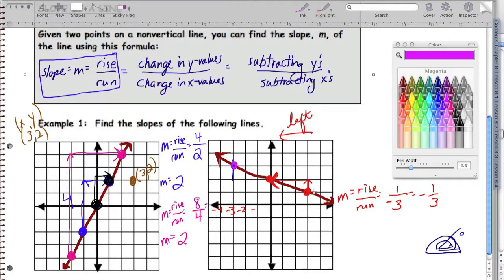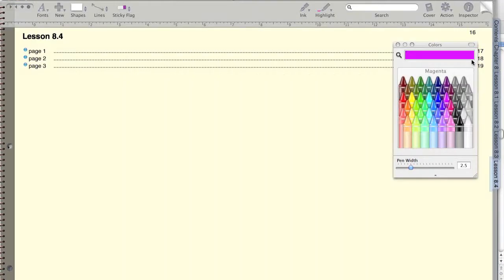Again, if I choose any points, I'm going to get it to work. I can choose this one and this one. I'm going to rise 2. So here I would get 2 as a rise. And then 1, 2, 3, 4, 5, 6, but in the negative direction, so negative 6, which reduces to negative 1/3. Okay, so those are just some practices when you're given the graph, how to go ahead and find slope.